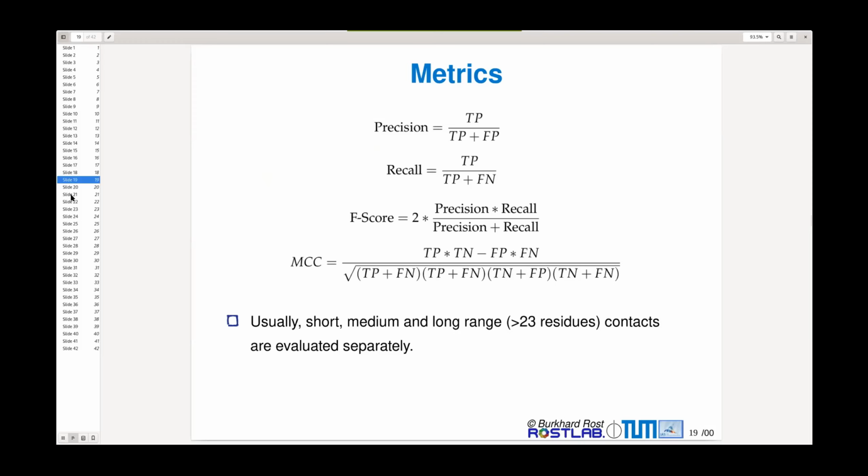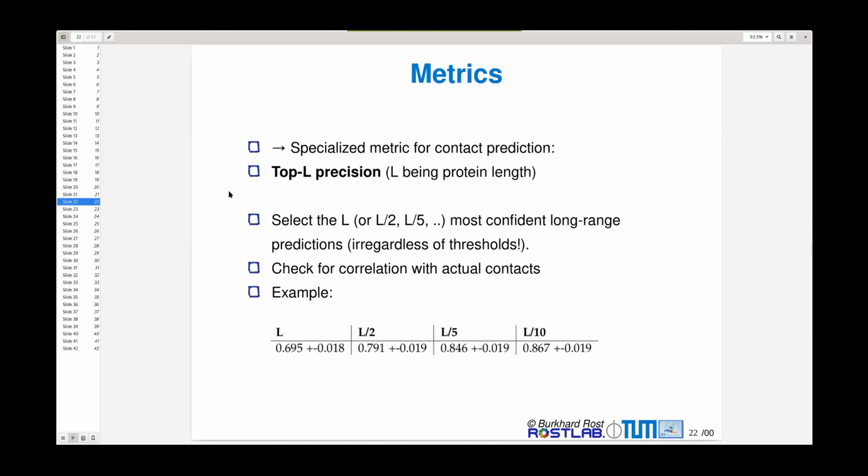And this is why for CASP, we have another metric, which is quite specific for this scenario, that is called the top L precision, with L being the protein length. And it works like this. So imagine you have a protein with length 100 residues. What you then do to compute this metric is you select the top 100 most confident long-range predictions. So you just look at the predicted probabilities and you take the top 100.